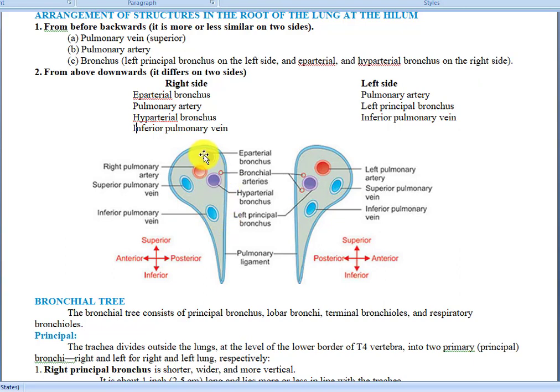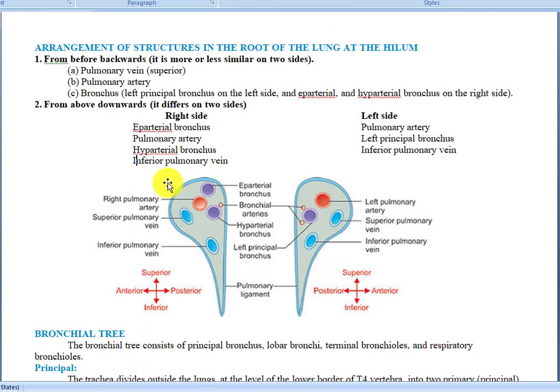So on the right side, what structure is present superiorly? The eparterial bronchus. And what structure is present inferiorly? The inferior pulmonary vein. And on the left side, the pulmonary artery is superior, then the left principal bronchus, then the superior pulmonary vein, and the inferior pulmonary vein. So these are the arrangements of structures from superior to inferior in the root of the lungs, right?